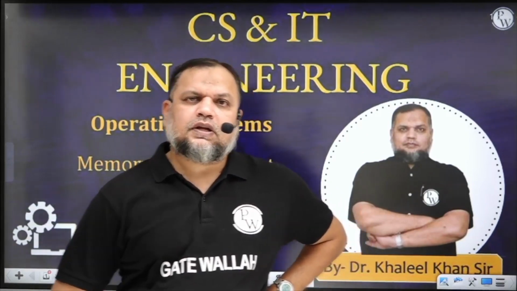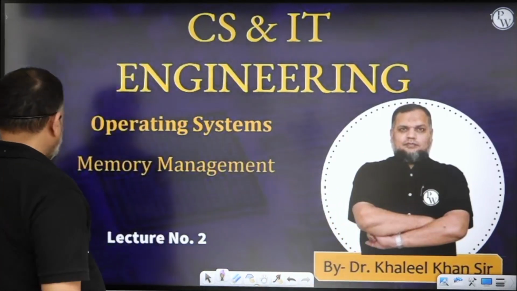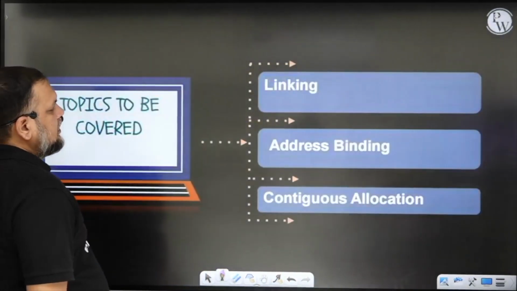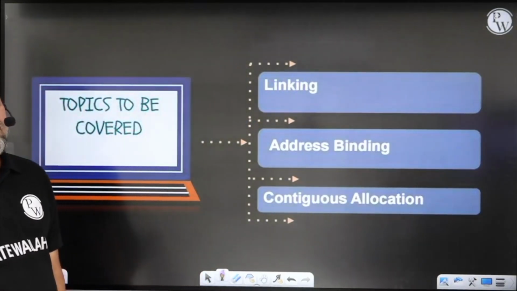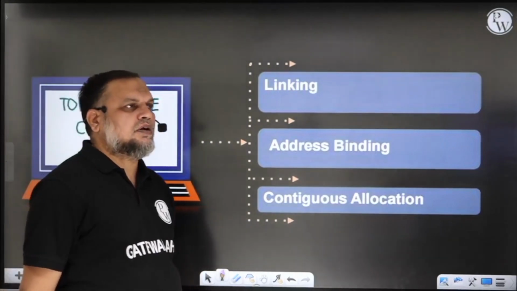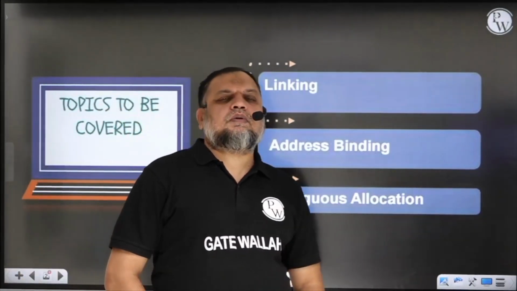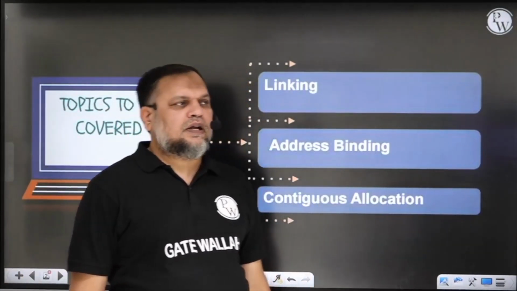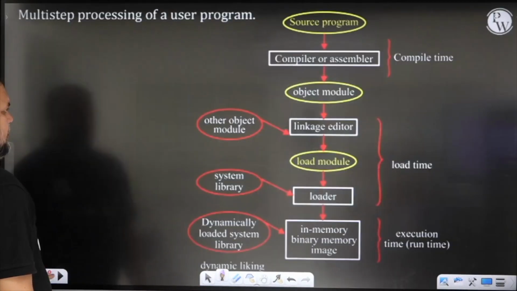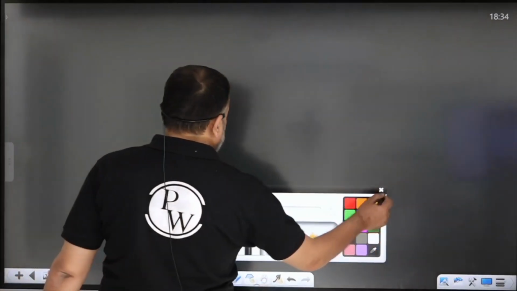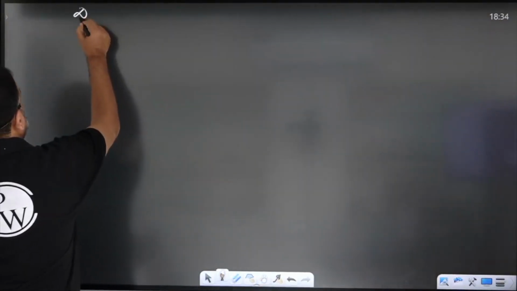So how is dynamic linking done? What is the general procedure? Today's agenda would be to focus on dynamic linking and also concentrate on address binding. Then we'll have the discussion on memory management techniques. We talk about functions and goals, classification, and then we'll start with the first allocation technique called contiguous allocation. So I will start my discussion today with dynamic linking. See you on board.